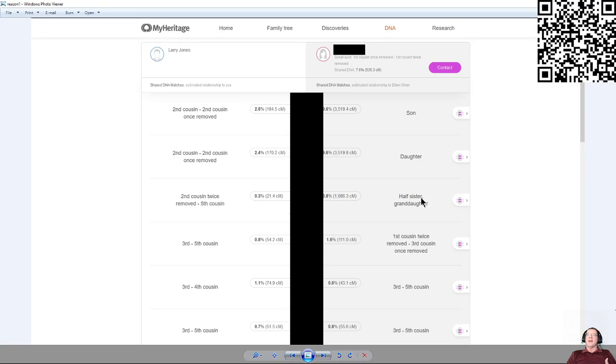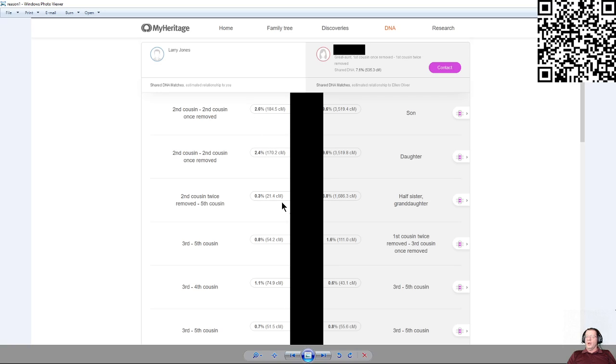All right? Now right here, half sister. What does this tell us? 1686. I'm at 21. Let's be honest. 21 centimorgans, I'm probably never ever going to get to this person. It's so difficult to do the pattern matching and try and figure out these in the hundreds and in the 90s.